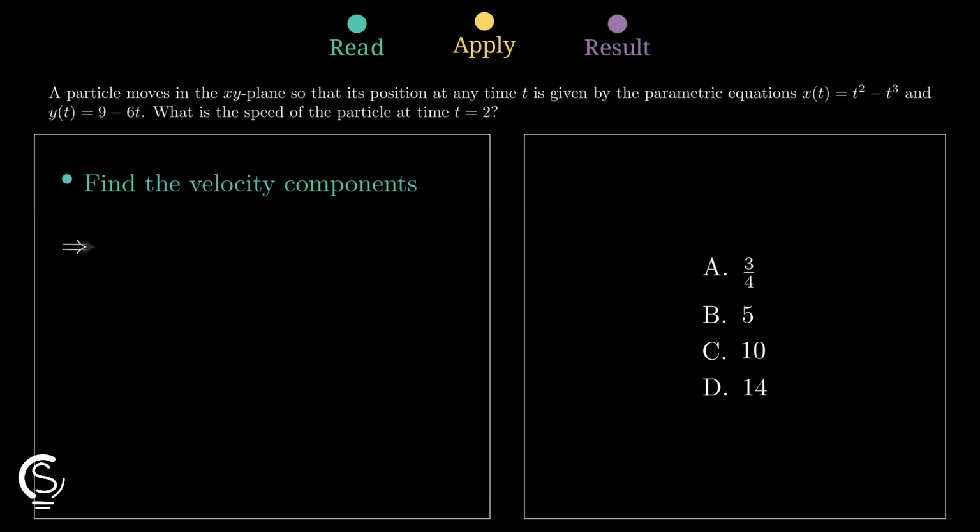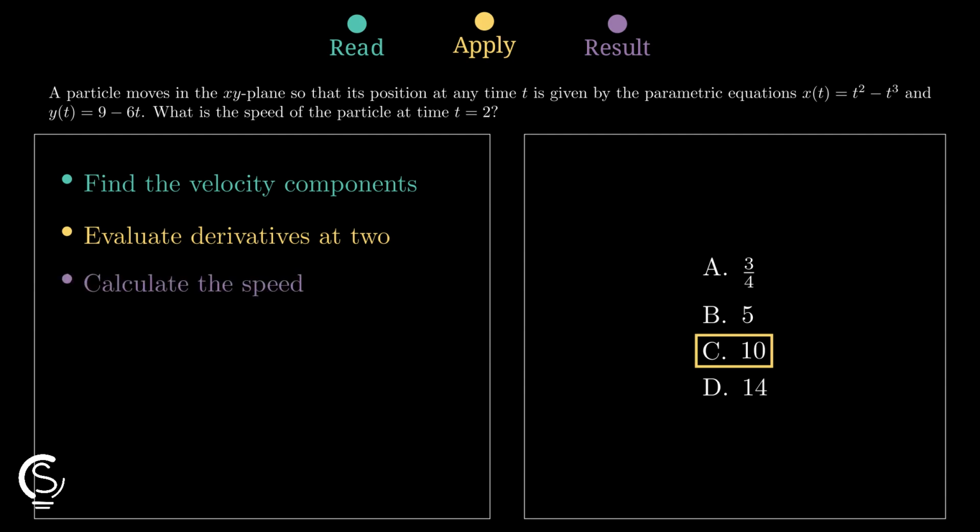Use the Pythagorean theorem for speed. Squaring -8 and -6 gives 64 and 36, totaling 100. The square root is 10.